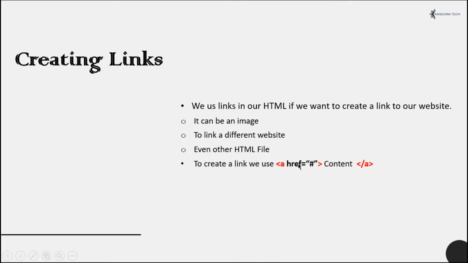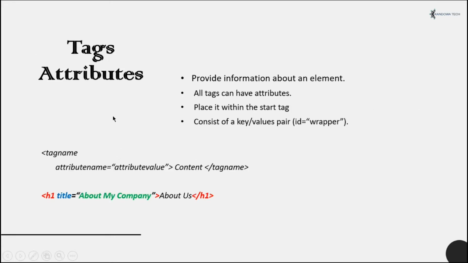And if you look in between here, there is an href and then a hashtag. So this is actually an attribute, and we will talk more about it when we move on to attributes. But for now, what you need to know is, when you want to create a link, you just open a link tag and then close it, and everything that is between that, HTML will consider as a link. So we'll move on to attributes.